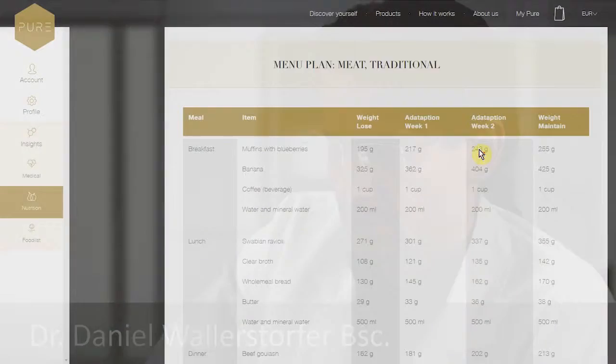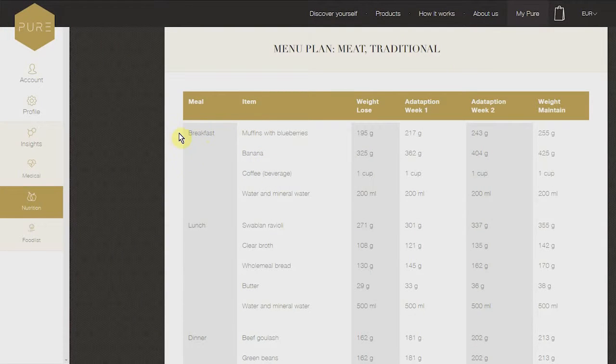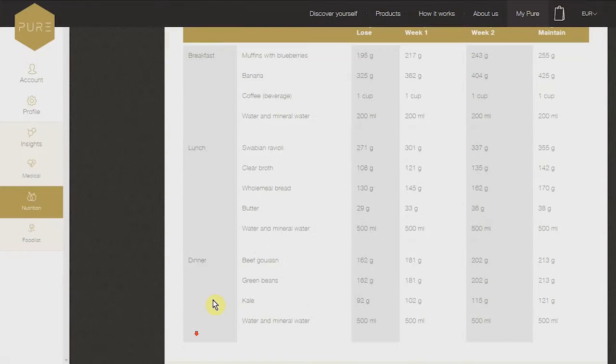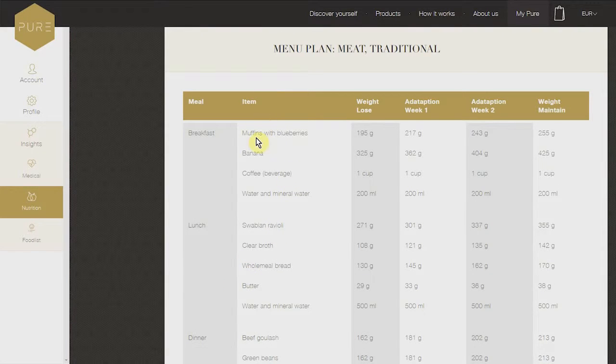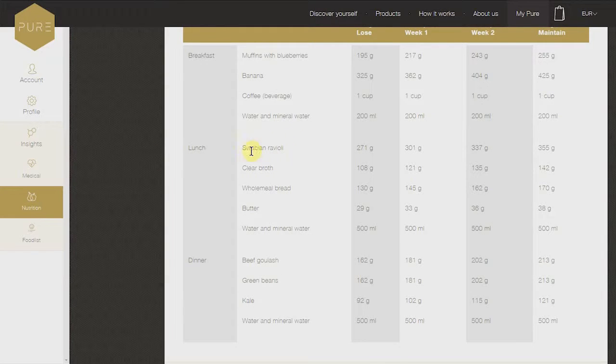And if you follow this menu, you get the exact amounts of fat, carbohydrates, and protein for you to achieve your goal. Now, if you scroll down, you will see this is a breakfast meal, this is a lunch meal, and this is dinner. And you will see a different list of different items that you could eat. And there are 4 columns. One of them is the lose weight column. So if you want to lose weight for lunch, you would eat these ravioli and you would eat 271 grams.